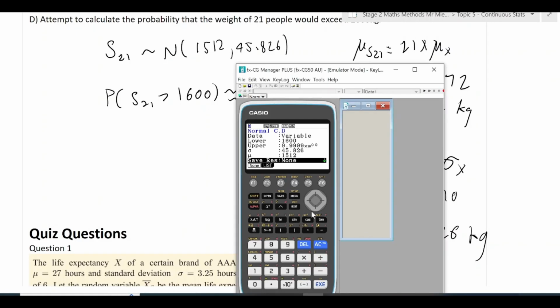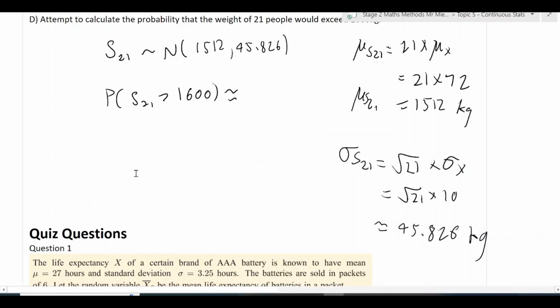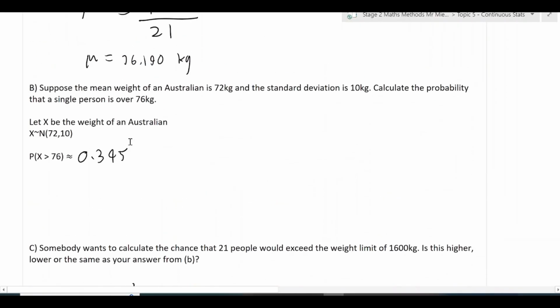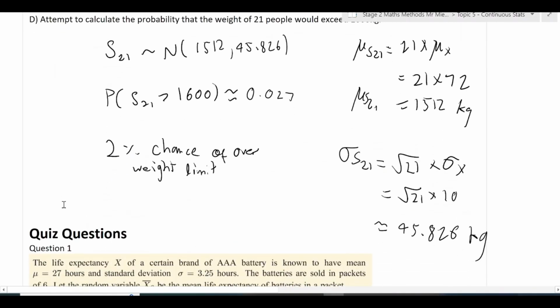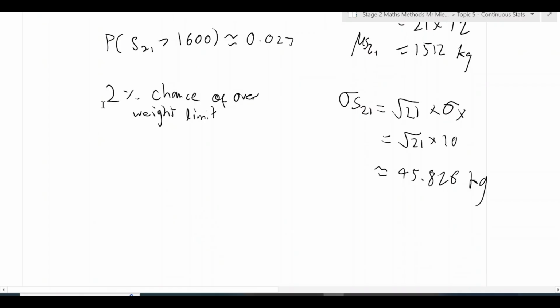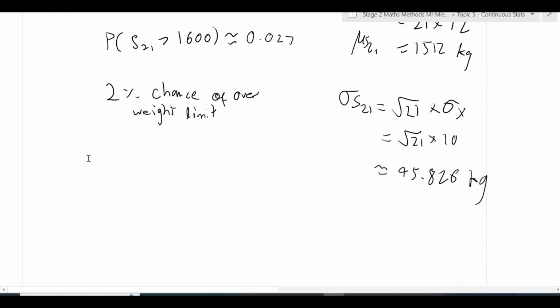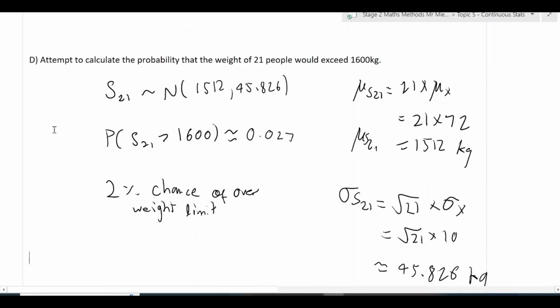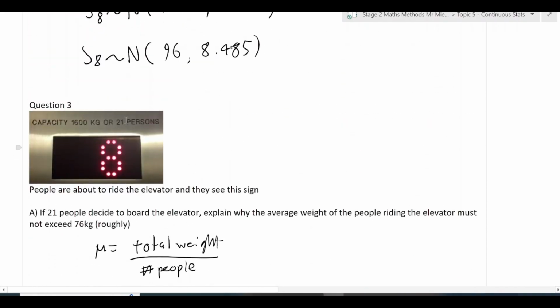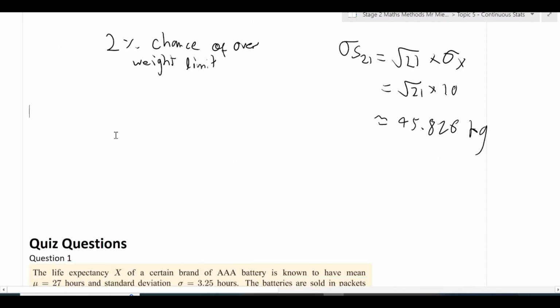All right, now let's execute and figure out what our probability is. All right, so our probability is 0.027. All right, so what we actually have is a 2% chance of overweight limit, which is a lot less scary than the original answer of 34% chance. Although, to be honest, if you're building a real elevator, you wouldn't want there to be a 2% chance of it crashing. You would want there to be a very, very low percent chance of it crashing. And the way that you do that is you'll probably bump that number down to 20 persons rather than 21.